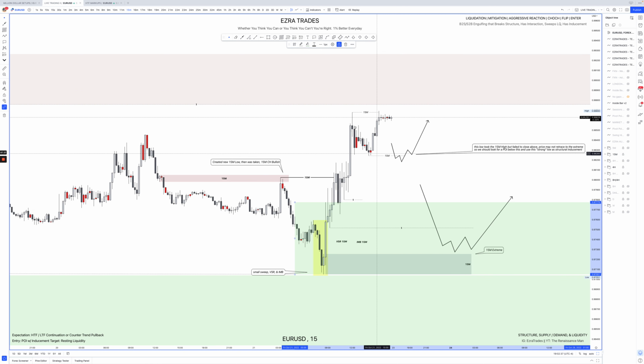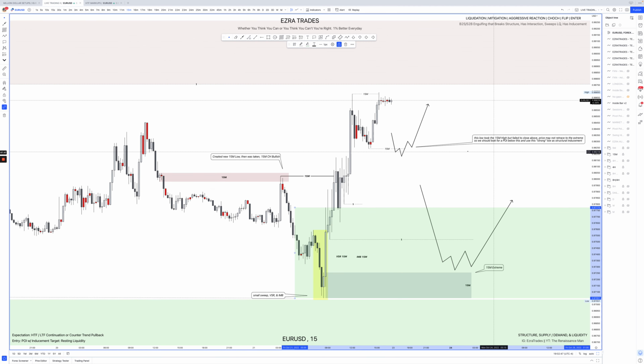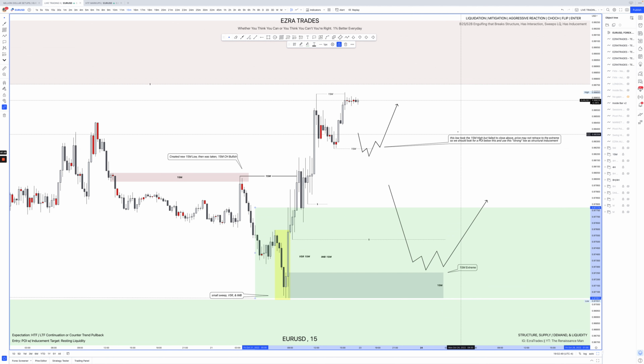Now, one thing that I see is that we had this wick high, price pulls back. It does not take any of this liquidity here, but it does make a new wick high. So the way that I see this, how I'm observing this is, and I think this note will clear it up, this low took the 15-minute high, but it failed to close above.